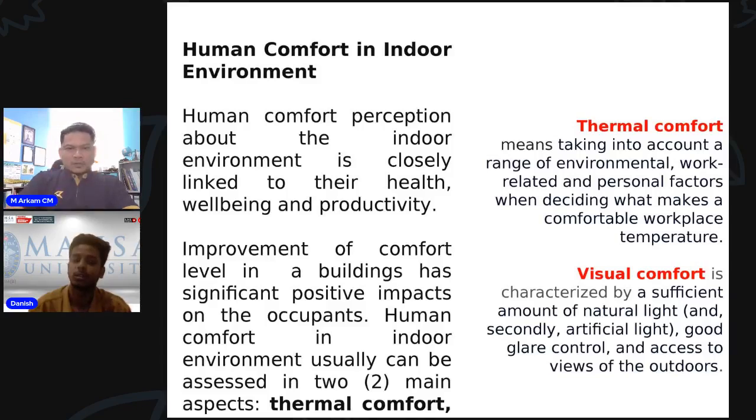Other than that is visual comfort, characterized by a sufficient amount of natural light, and of course artificial light as well. Natural light comes from the sun, artificial light comes from our electrical appliances and fittings such as lighting. Good glare control, on how to control the glare inside the building, and access to a view of the outdoors. So our eyes are also looking for the outdoor view. This is actually a basic human need, where we want a location or position in our office or in our house from which we can view the outside environment. That is our visual comfort, our basic need as humans, to understand what comfort means.